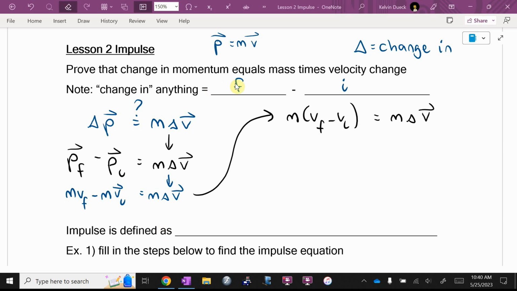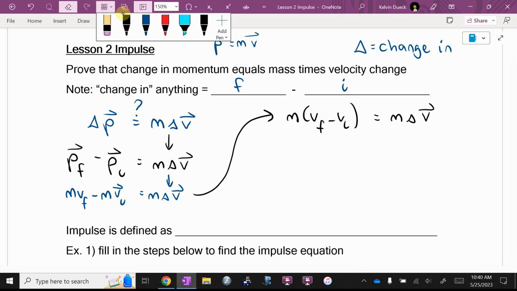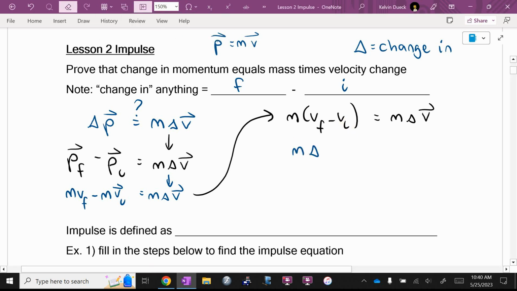Person, what's change in anything? So what's final minus initial? No, same thing. Are you telling me that I can write this as m change in v? And that's what I was trying to prove. Okay. One way to write the change in momentum is m times change in velocity. That's very profound. You don't realize it yet, but that's very profound.